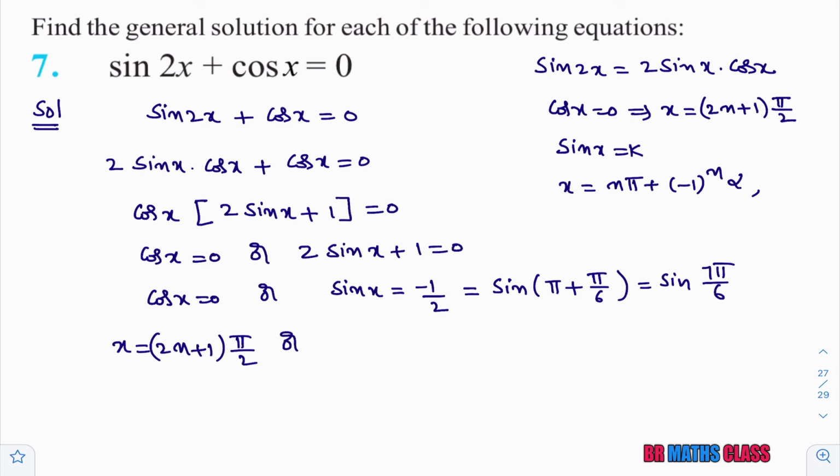So, this is in the form of sin x equal to k. What is the general solution? General solution is x equal to n pi plus minus 1 whole power n into alpha. Alpha is the principal solution. What is the principal solution here? Principal solution is 7 pi by 6. In these formulas, what is n? N is an integer. So, the general solution for the given trigonometric equation is x equal to n pi plus minus 1 whole power n into 7 pi by 6. I hope you understand this solution.